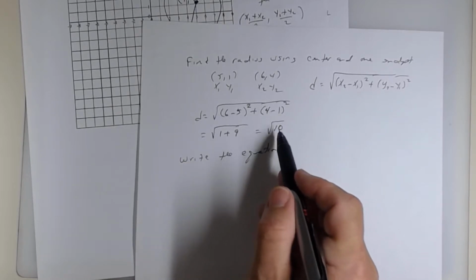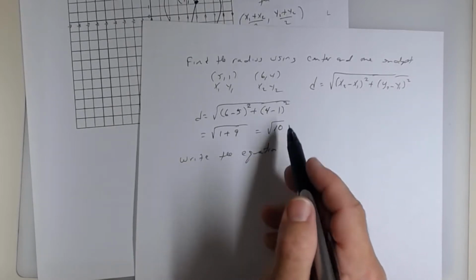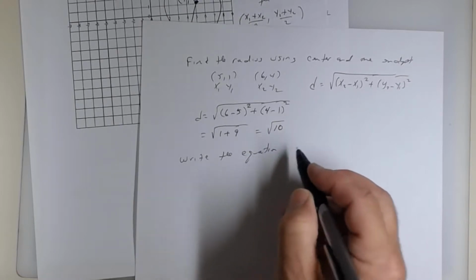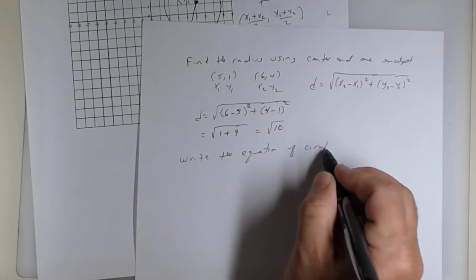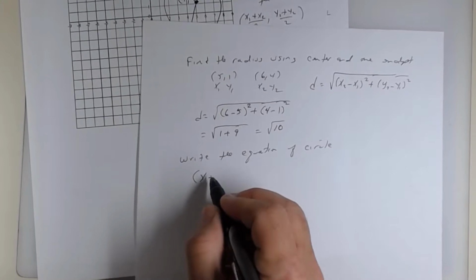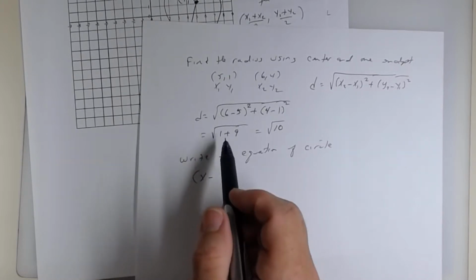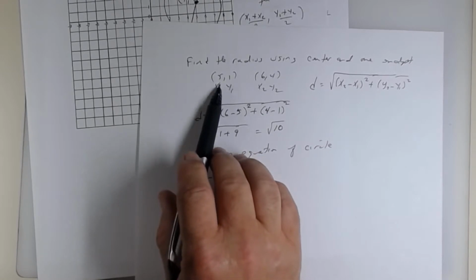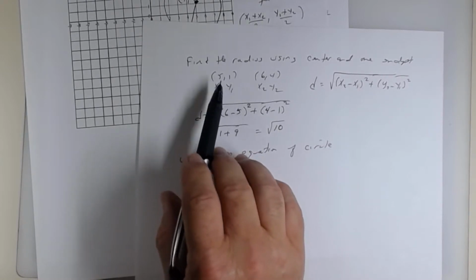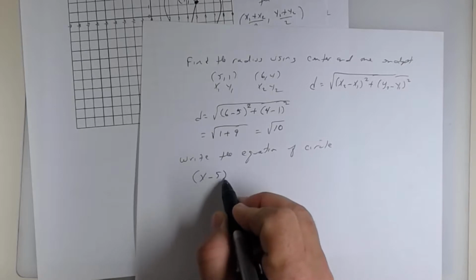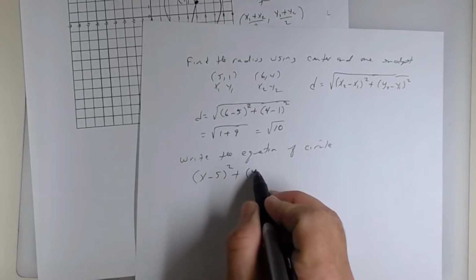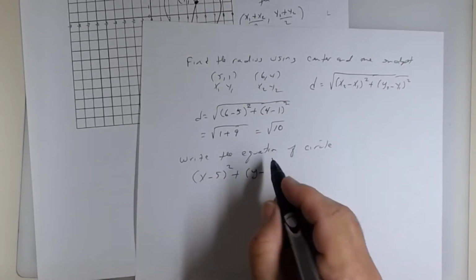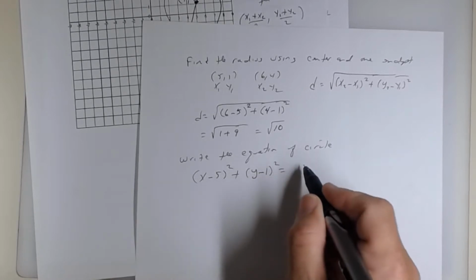You see the square root of 10, the radicand's 10. That should look familiar. All right, now write the equation of the circle. Okay, so x minus h. Now remember, h and k come from the center. What is this point right here? The center, right? Okay, so what's h here? 5 squared plus y minus k. What's k? 1 squared equal.